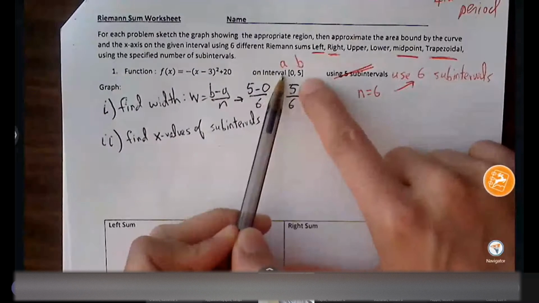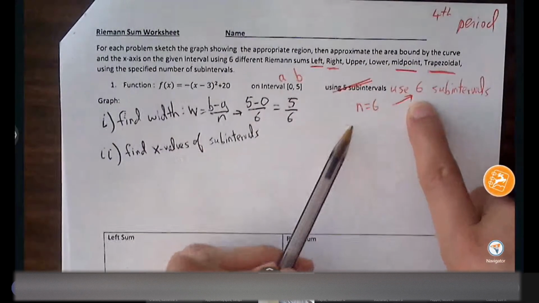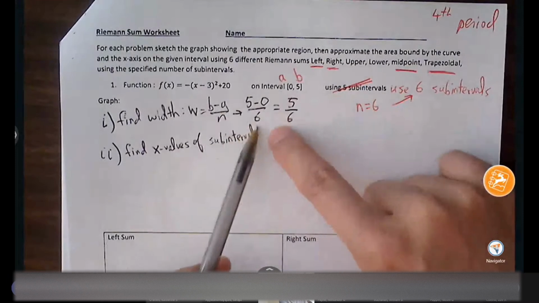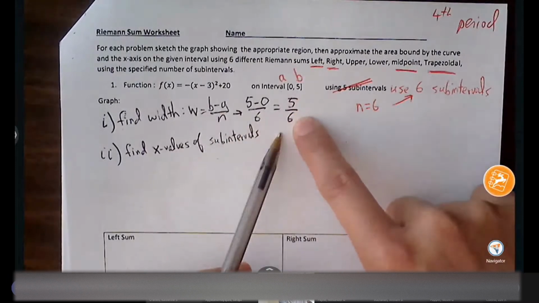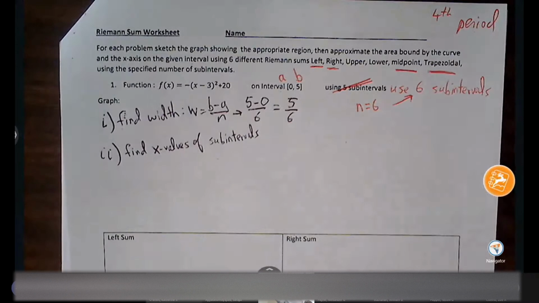Okay, so we have our width from A to B. N value is 6. B minus A over N, we get 5/6.